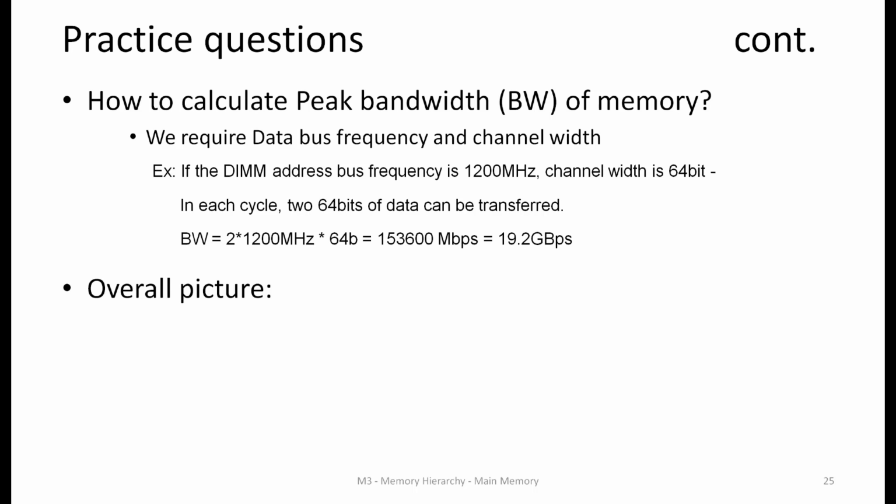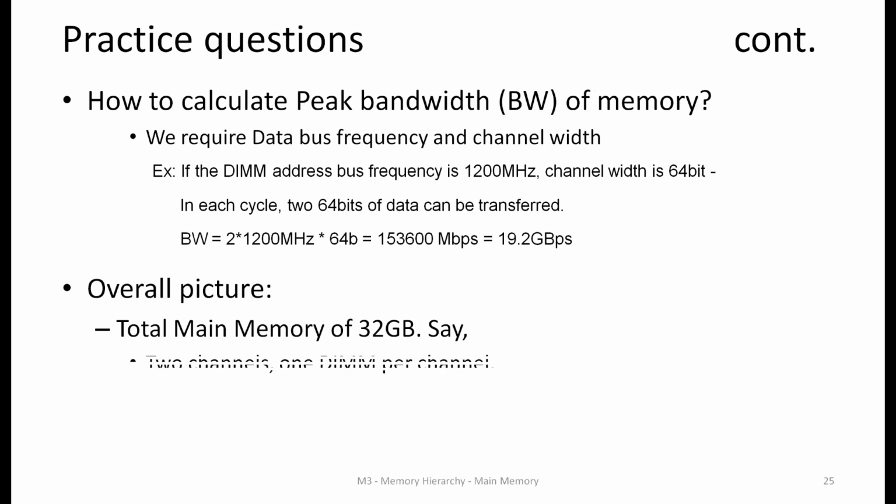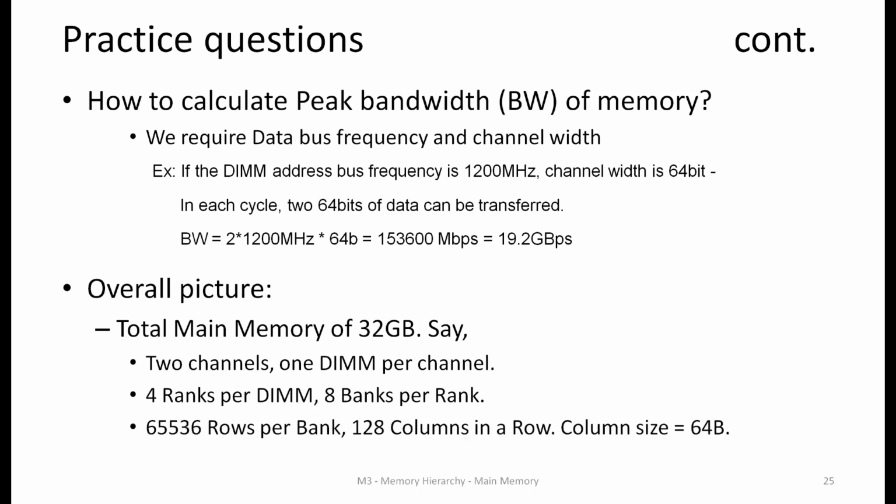A quick overall picture. If we say that the total memory size is 32 GB, it will be, for example, split into 2 channels. There can be 1 DIMM per channel, and each DIMM can be made up of 4 ranks, and each rank can be made up of 8 banks. Each bank is made up of 64K rows, and each row can be made up of 128 columns, and the standard column size is 64 bytes. Now if we reverse calculate, 64 bytes times 128 times 64K times 8 times 4 ranks times 2 gives us the overall main memory capacity.